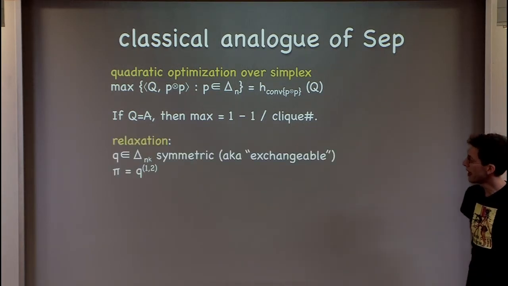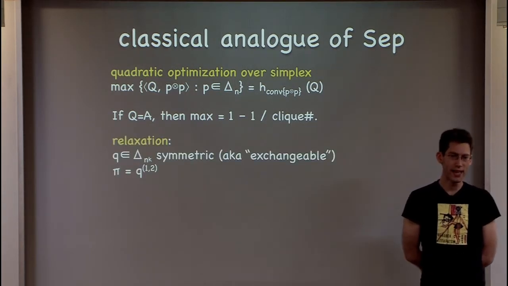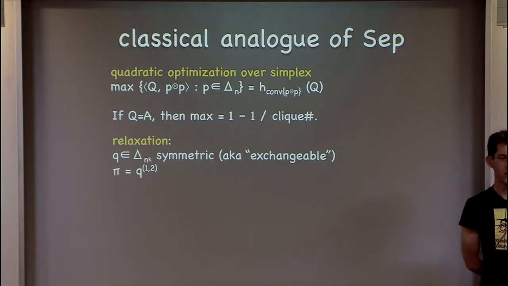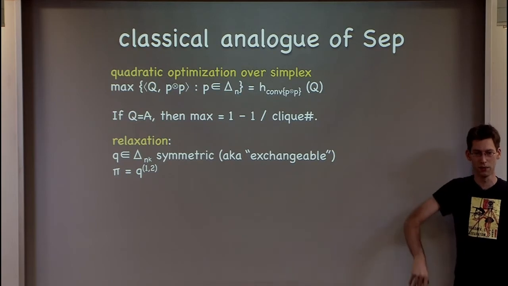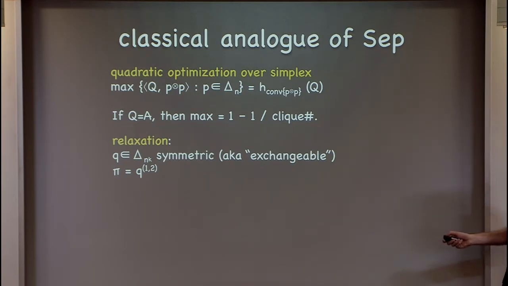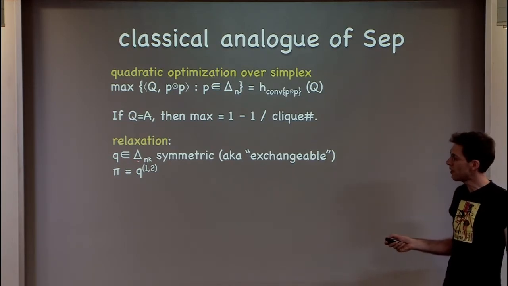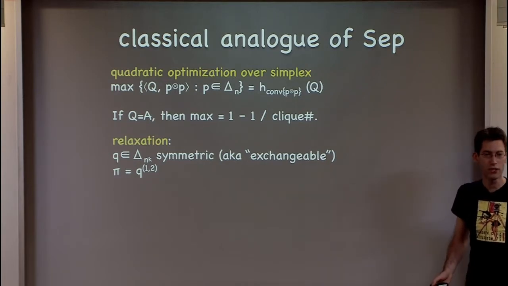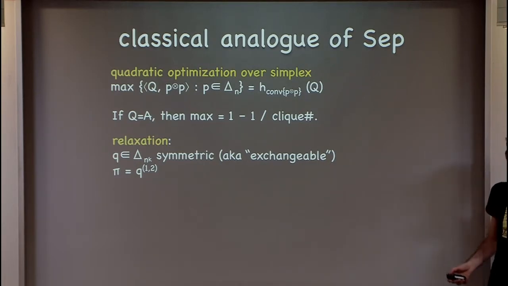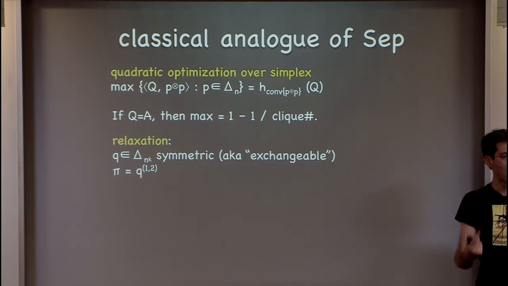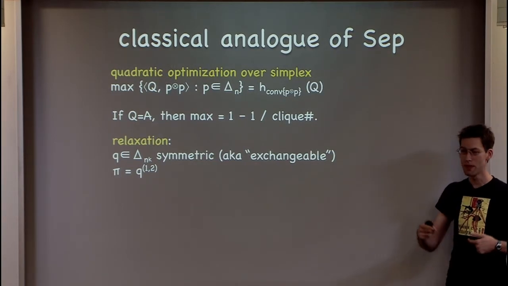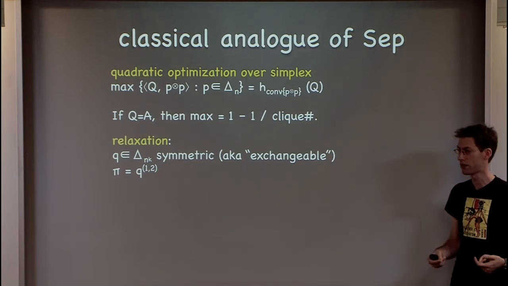Okay, so what's the relaxation? There's a relaxation which is a close variant of sum of squares. It's basically sum of squares light, kind of throwing away some of the constraints. The relaxation will be to take Q to be a symmetric probability distribution, also called an exchangeable distribution. So it's a distribution over k objects, each with an alphabet of size n, and it's symmetric, meaning if you permute these objects, you get back the same distribution.